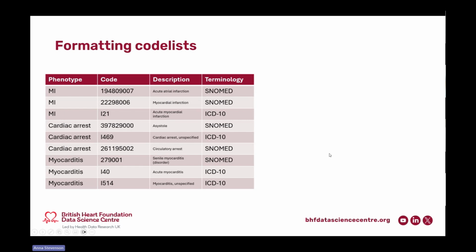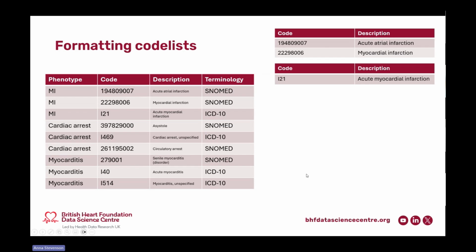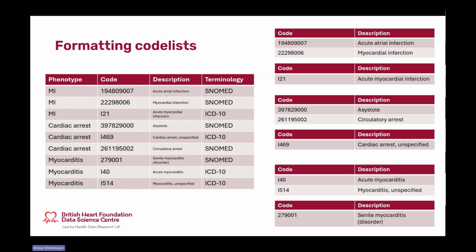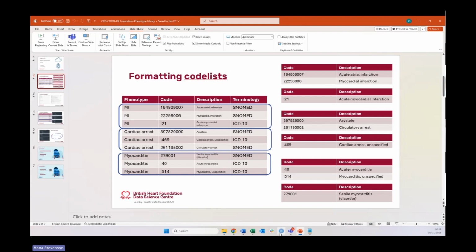And it splits them into separate CSV files based on the unique combination of the name of the phenotype and the code type. And for each combination, it creates a CSV file containing only rows for that group and then saves them into an output folder ready to be uploaded to the Phenotype Library. So I'll just quickly switch to the code itself.